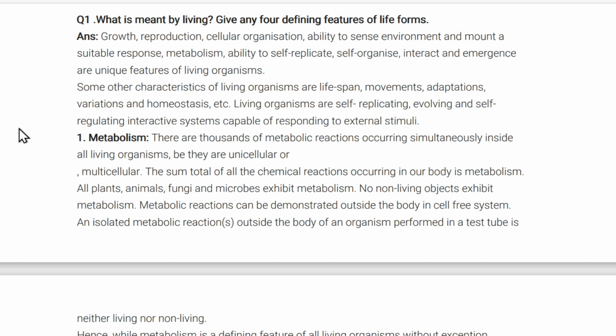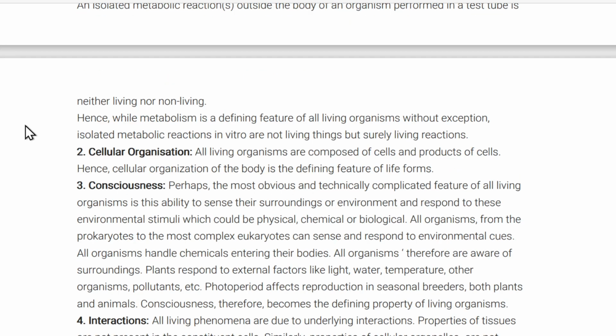An isolated metabolic reaction outside the body of an organism, performed in a test tube, is neither living nor non-living. Hence, while metabolism is a defining feature of all living organisms without exception, isolated metabolic reactions in vitro are not living things but surely living reactions. Number 2. Cellular organization. All living organisms are composed of cells and products of cells. Hence, cellular organization of the body is the defining feature of all life forms.